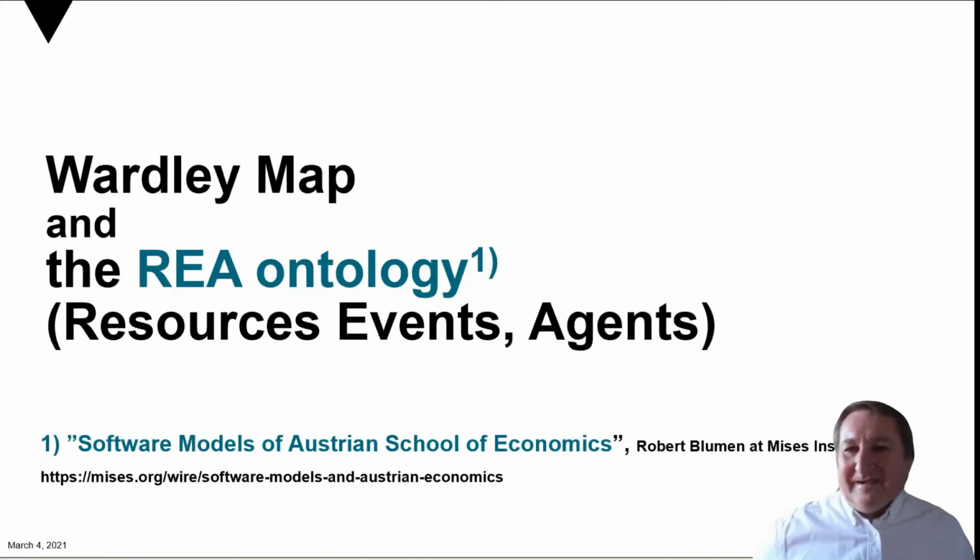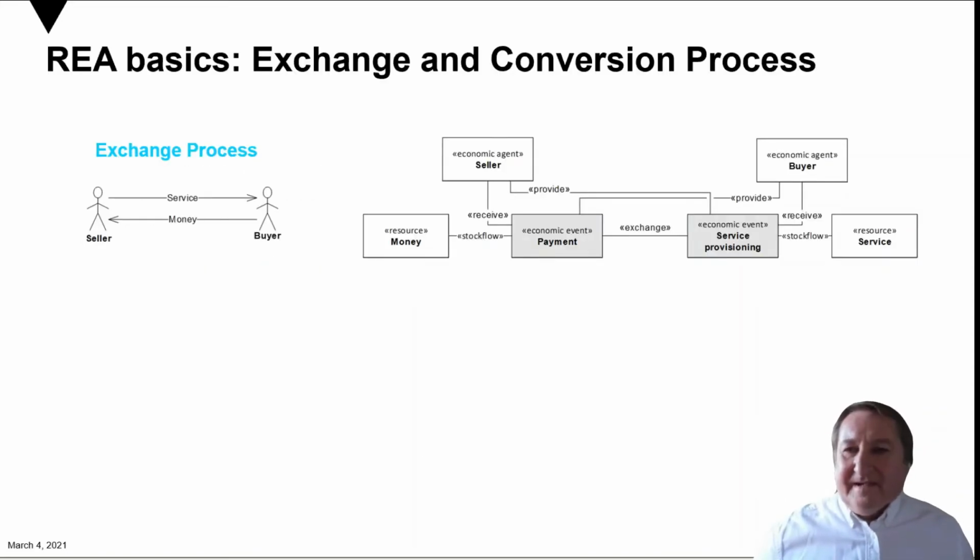So why REA? That's because REA is a formal bridge between practically all known models of value chain processes and methods. And Robert Buhlmann, in his book at Ludwig von Mises Institute, calls REA software models of Austrian School of Economics. So the REA describes software models for two fundamental economic processes.